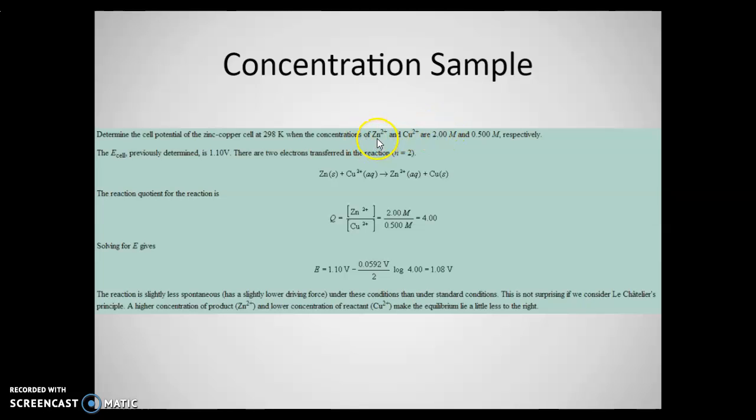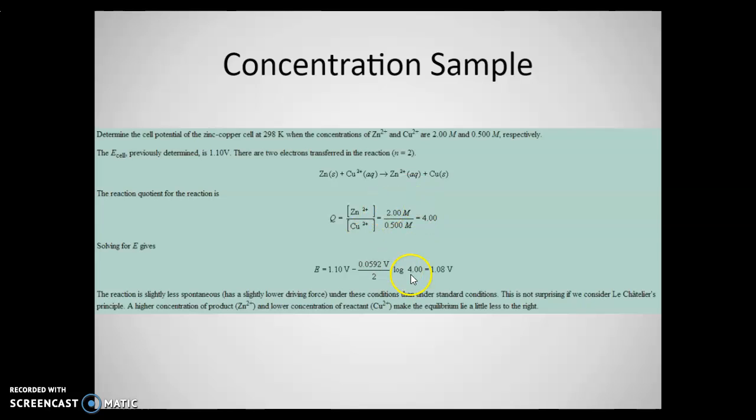What does that do? Well, you'll notice that the zinc ions are on the product side and the copper ions are on the reactant side. And these are solid, so they're not factored into our Q calculation, our calculation of the reaction quotient. And so we take the 2 molar concentration of zinc, divided by the 0.5 molar concentration of copper, and you get 4, the ratio of zinc to copper.